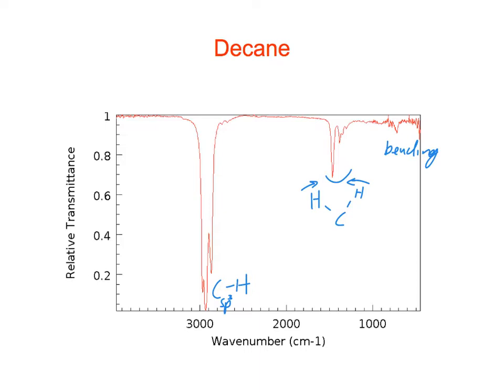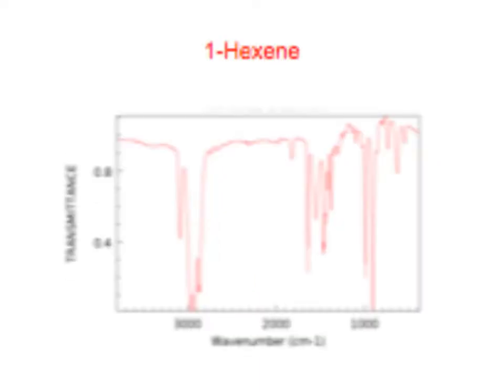All right, so this is just kind of the background. And as we add functional groups, we can see different peaks, different absorptions. So this is 1-hexene.